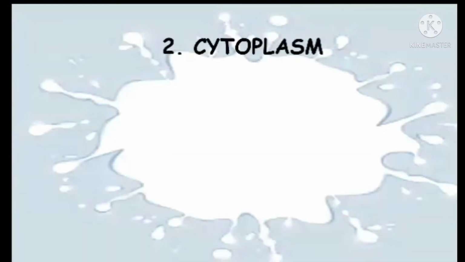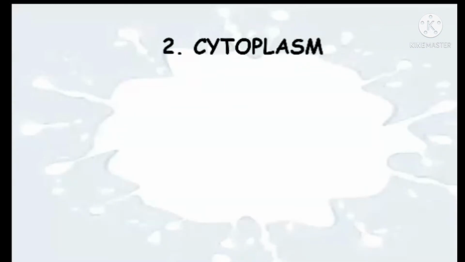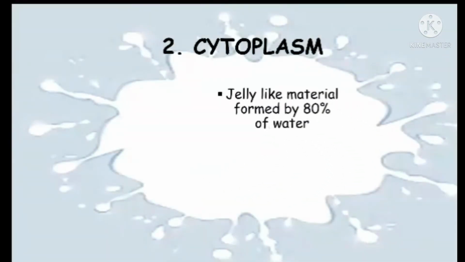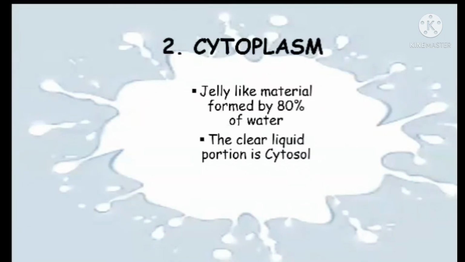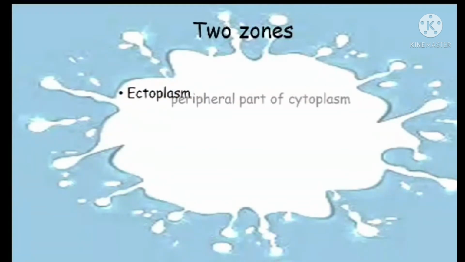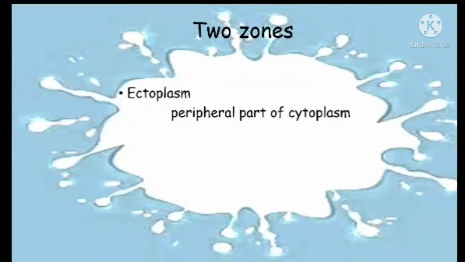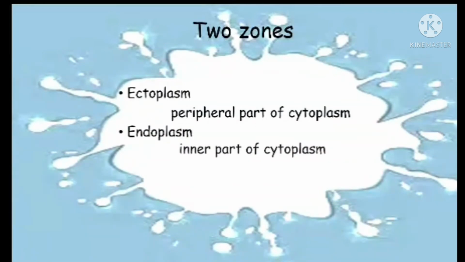The second is the cytoplasm. The cytoplasm is a jelly-like material formed by 80% water. The clear liquid portion is called cytosol, and it has many organelles like ribosomes and endoplasmic reticulum. It has two zones. The first zone is the ectoplasm, that is the peripheral part of the cytoplasm. The second zone is the endoplasm, that is the inner part of the cytoplasm.